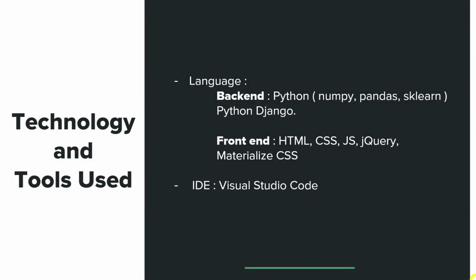So these are the technology and tools used. In the backend, the system has used the Python programming language along with libraries like NumPy, Pandas, and Sklearn. And to deploy the machine learning model, Python Django is used. For the front end, of course, HTML, CSS, and JavaScript are used along with jQuery and Materialize CSS. So if you want the heart disease prediction system on your machine, then make sure you've installed all of the backend tools, and you need to run a few commands, which I'll leave in the description below.